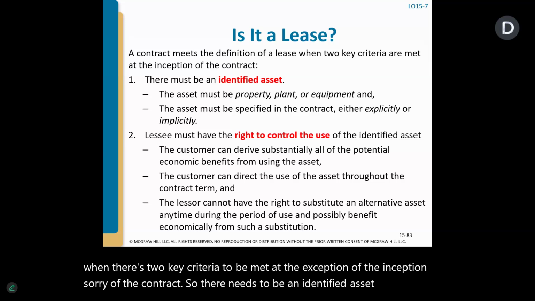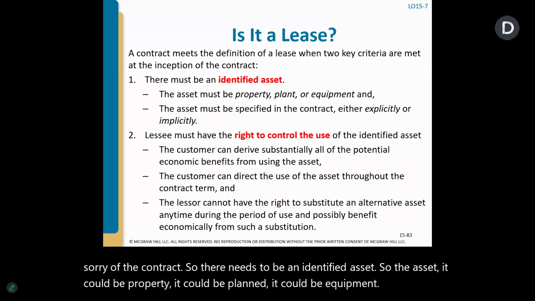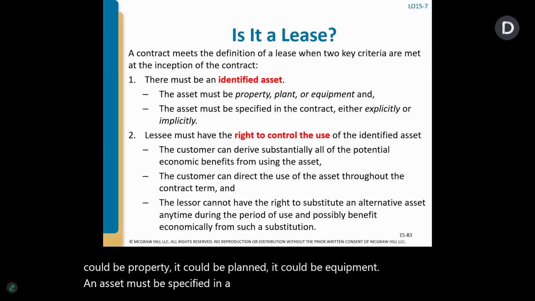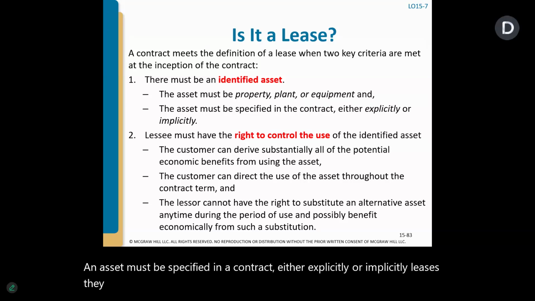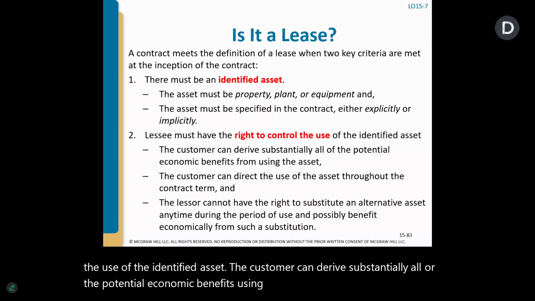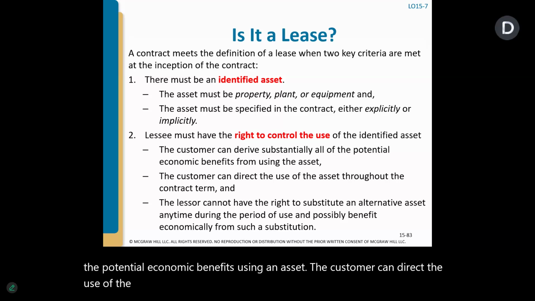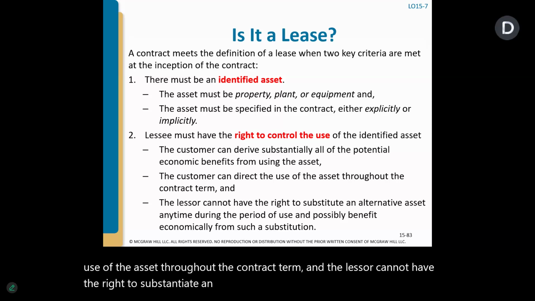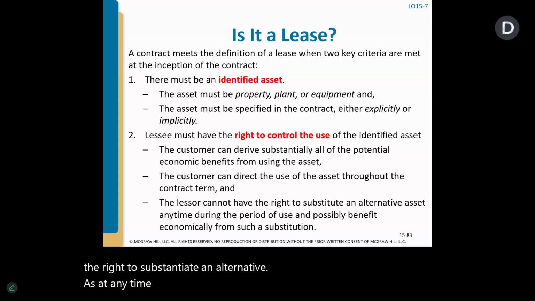The asset could be property, plant, or equipment, and the asset must be specified in the contract either explicitly or implicitly. The lessee must have the right to control the use of the identified asset. The customer can derive substantially all of the economic benefits from using the asset, the customer can direct the use of the asset throughout the contract term, and the lessor cannot have the right to substitute an alternative asset at any time during the period of use and potentially benefit economically from being in such a position.